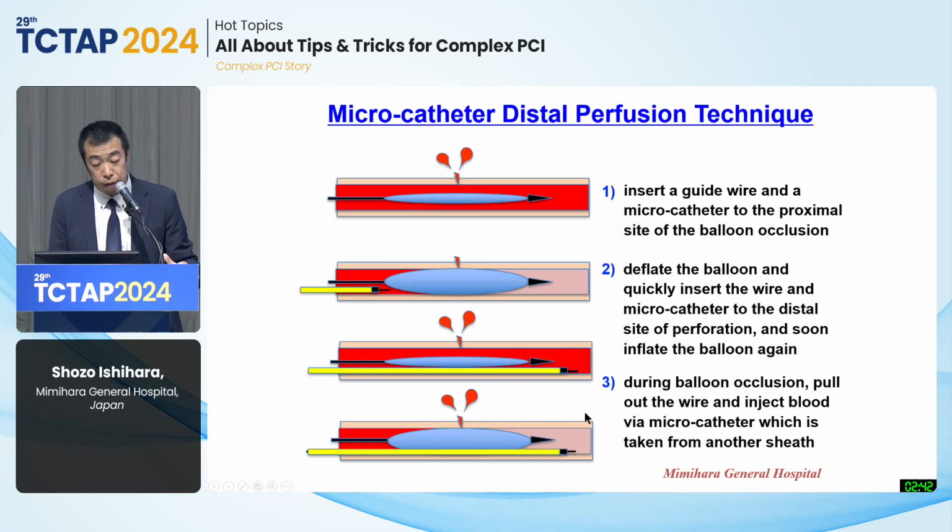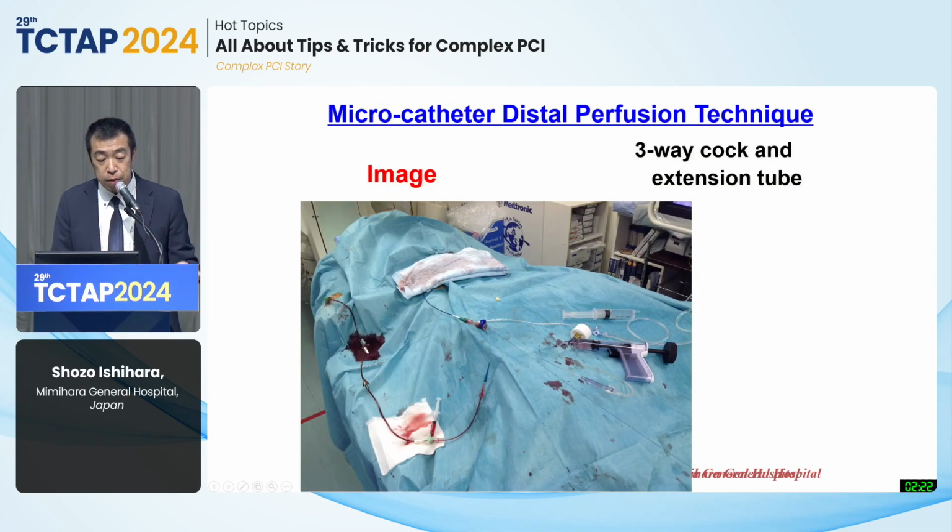And after advancing the microcatheter, we open up the balloon again and leave the wire, and via the microcatheter we inject the patient's arterial blood, so that we can perfuse the distal part. So this is the image of this technique.